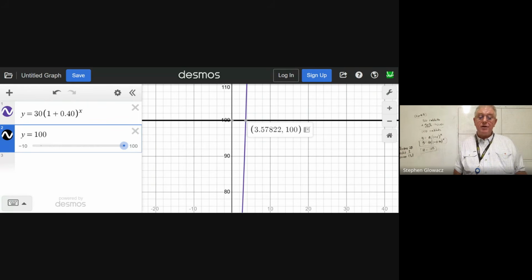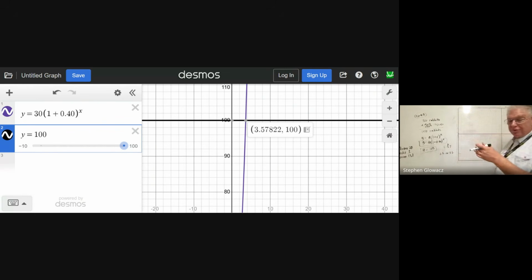3.57 and 100. So they want us to round to the nearest tenth. So we have 3.57. We're going to round to the nearest tenth. 5 is in the tenths spot. So remember, when we round, we can either stay that number, 3.5, or go up to 3.6. The next number determines that.